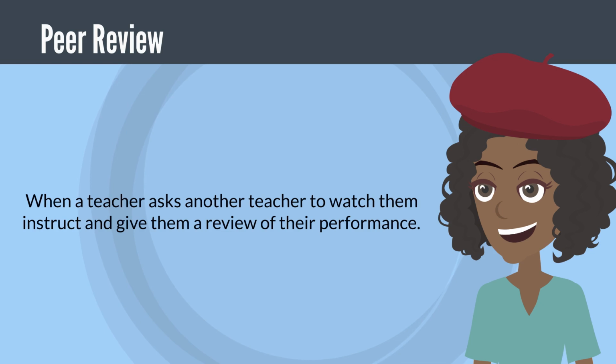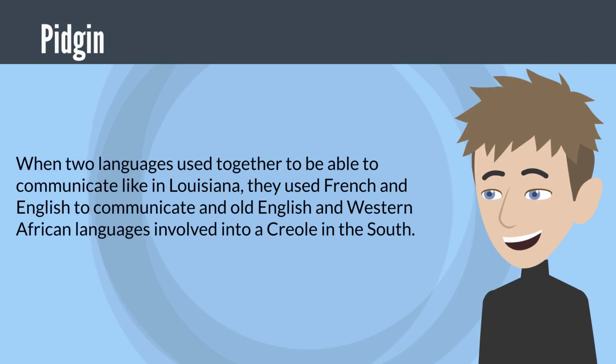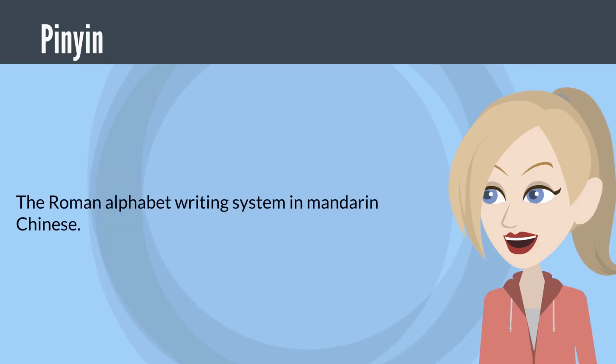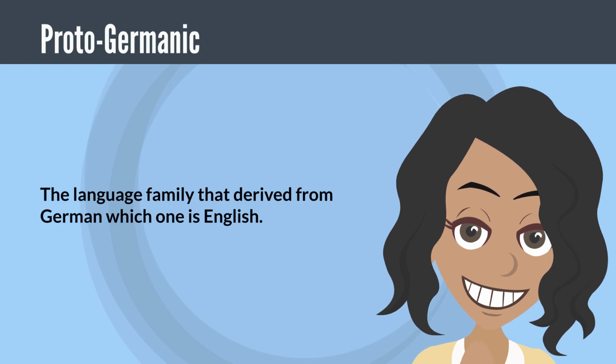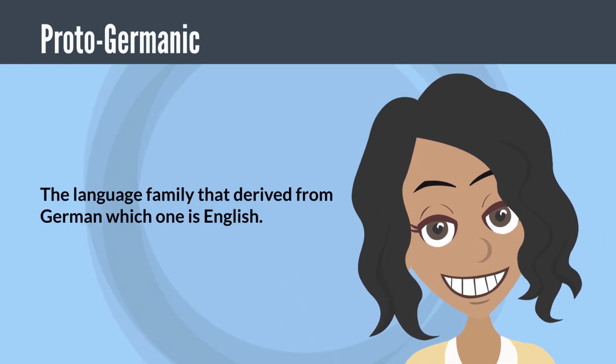A peer review is when a teacher asks another teacher to watch them instruct and give them a review of their performance. Pidgin is when 2 languages are used together to be able to communicate, like in Louisiana. They used French and English to communicate, and Old English and Western African languages evolved into a Creole in the South. Pinyin is the Roman alphabet writing system in Mandarin Chinese. Polyglot is an individual who can speak more than one language. Proto-Germanic is the language that derives from German, which is English.